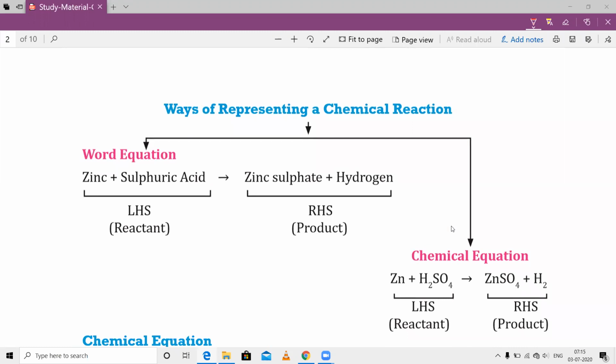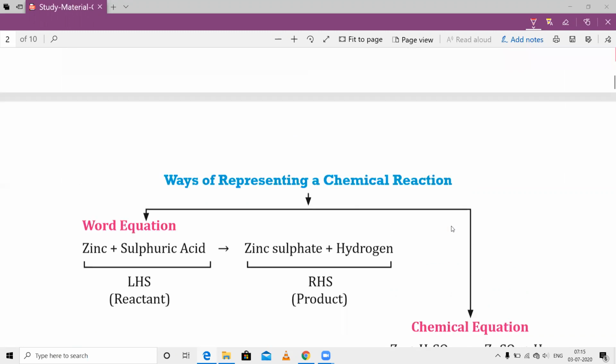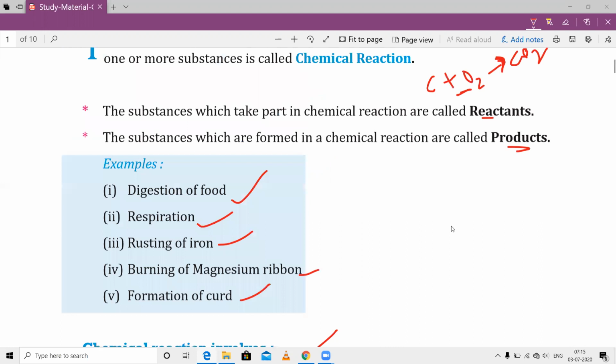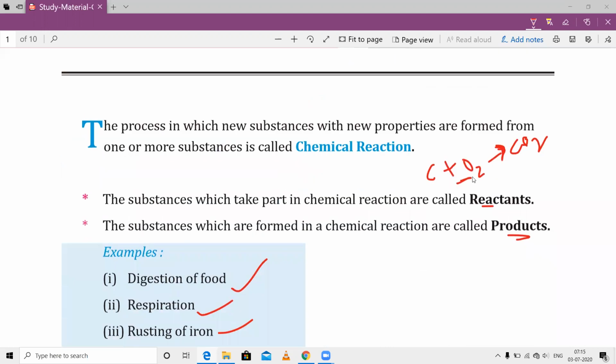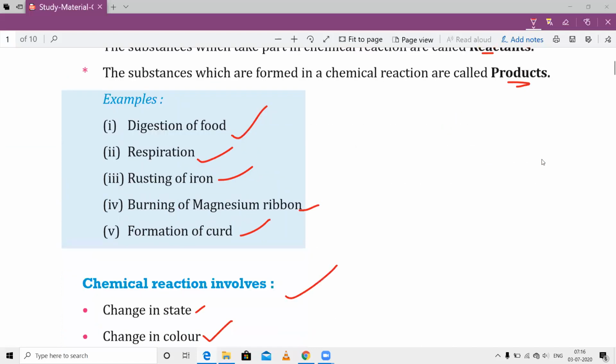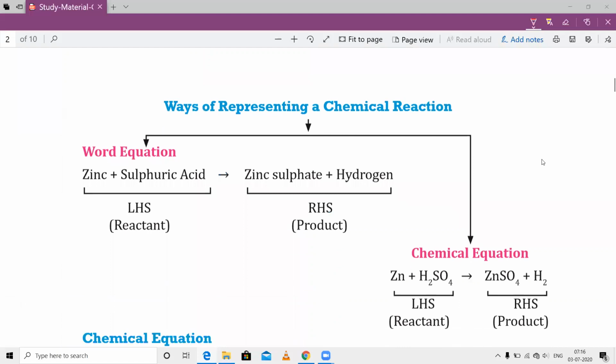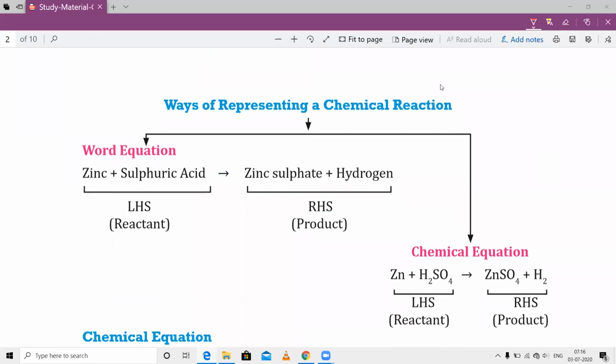So we will go with the ways of representing a chemical reaction, right? How will we represent a chemical reaction? I gave you an example just now. Carbon plus oxygen, O2 stands for oxygen, so it becomes CO2. So this is one way that I represent the chemical equation, that carbon plus oxygen gives you carbon dioxide.